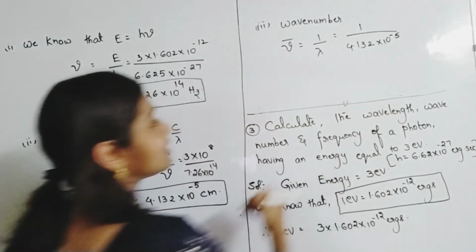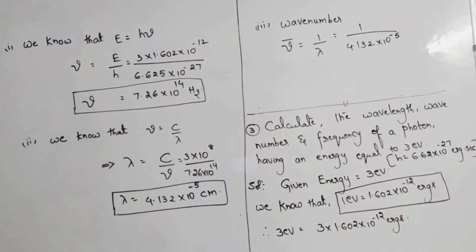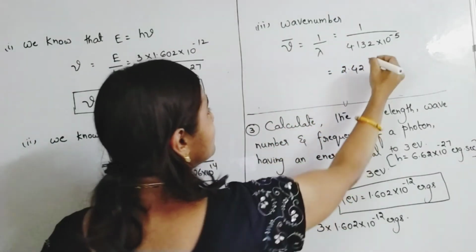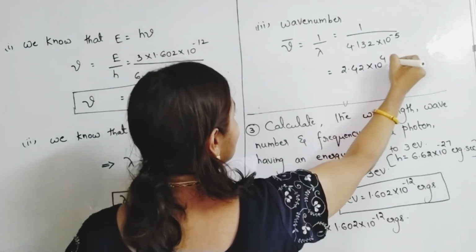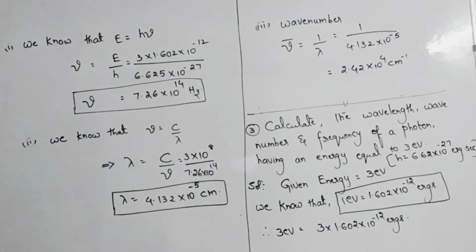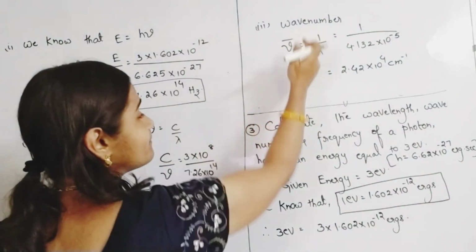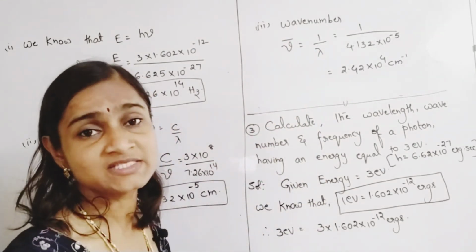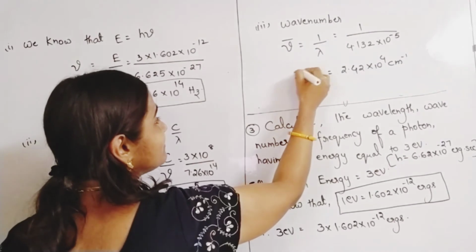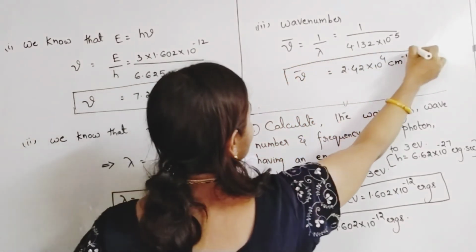If you simplify that value, how much will you get? 2.42 into 10 to the power of 4. Directly I am giving you answers, dear children. 2.42 into 10 to the power of 4 centimeter power minus 1. Because it is the reciprocal of lambda, units will be centimeter power minus 1, meter power minus 1, like that. So nu bar, wave number also we got.